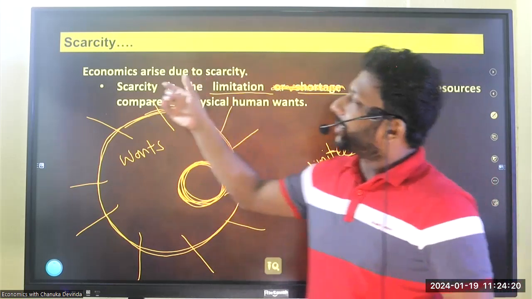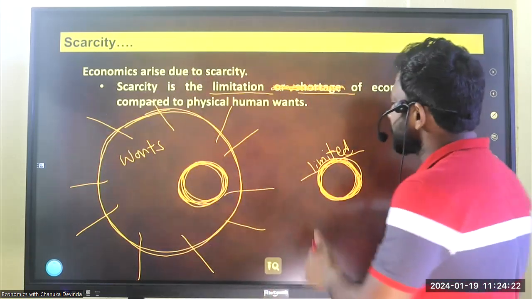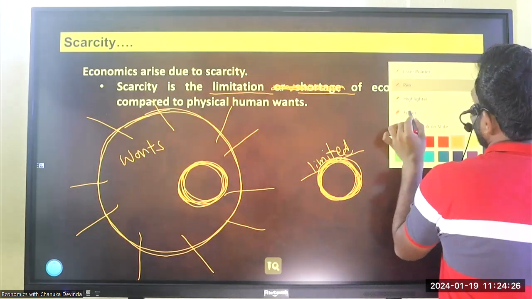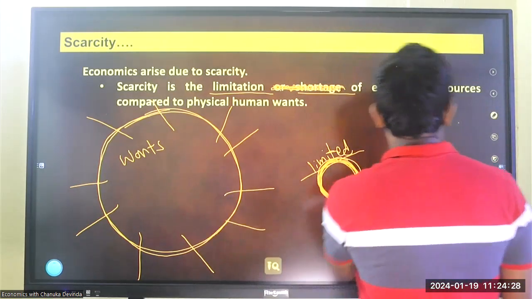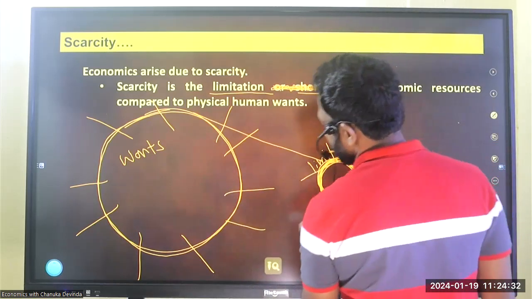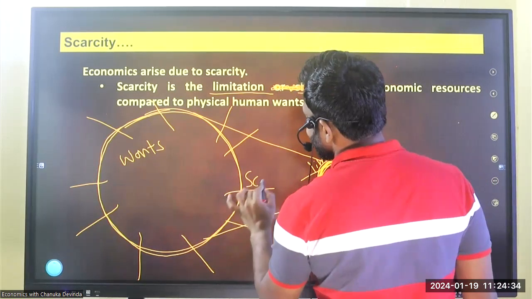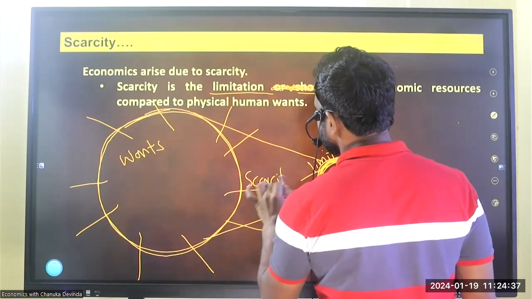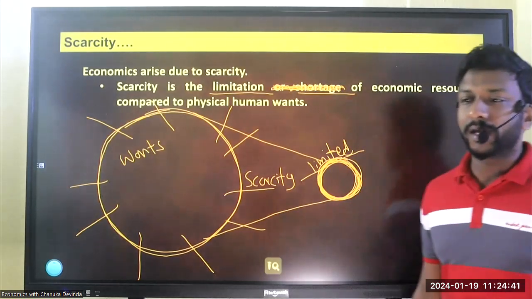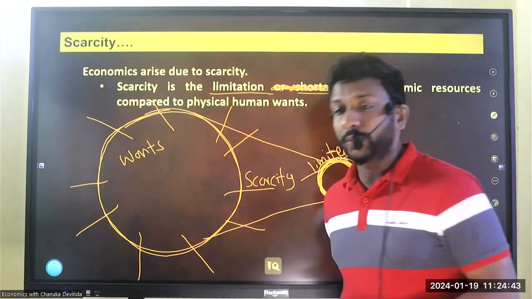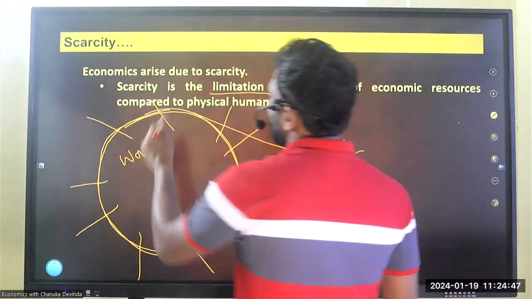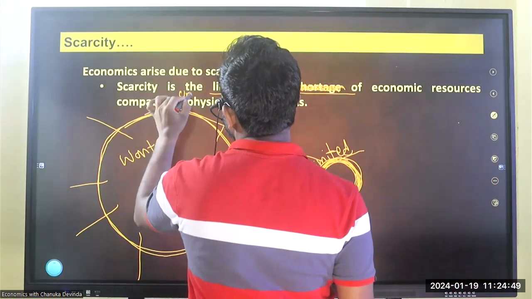But what does scarcity mean? This is scarcity. Limited resources compared to unlimited human wants. This is called scarcity, right? Limitation of economic resources compared to unlimited human wants.